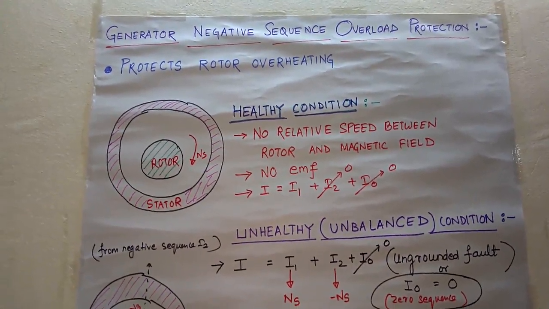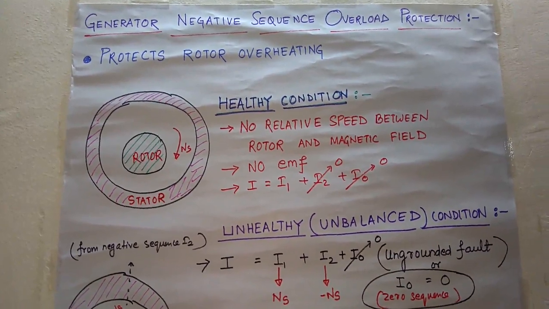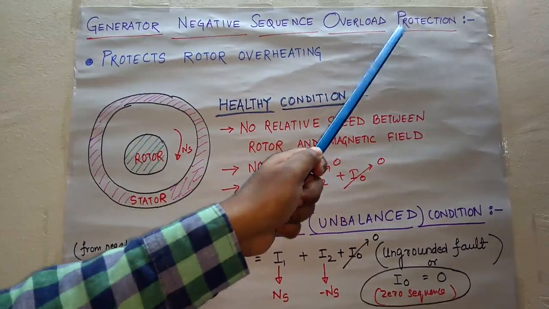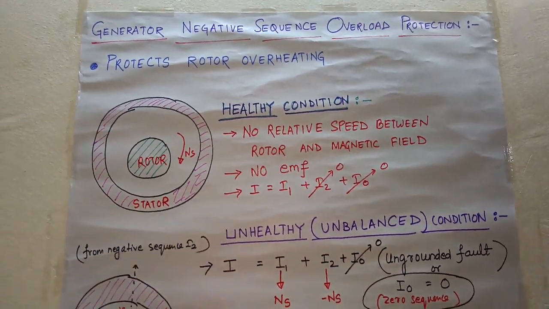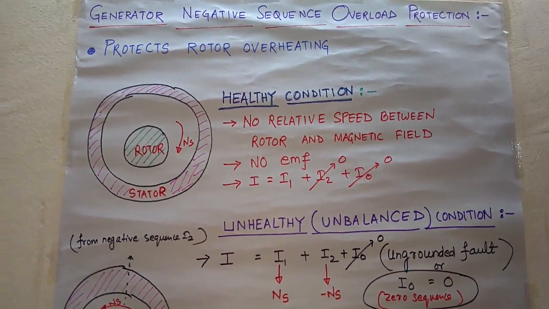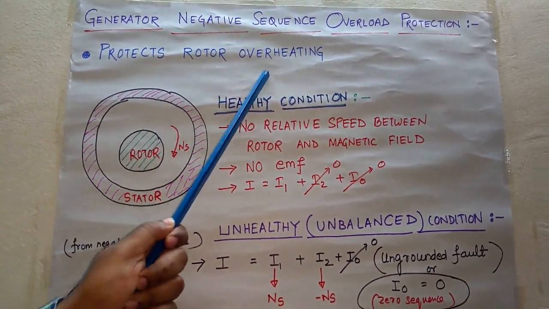Good evening, friends. Today we will discuss generator negative sequence overload protection. The negative sequence overload protection protects the generator rotor from overheating.